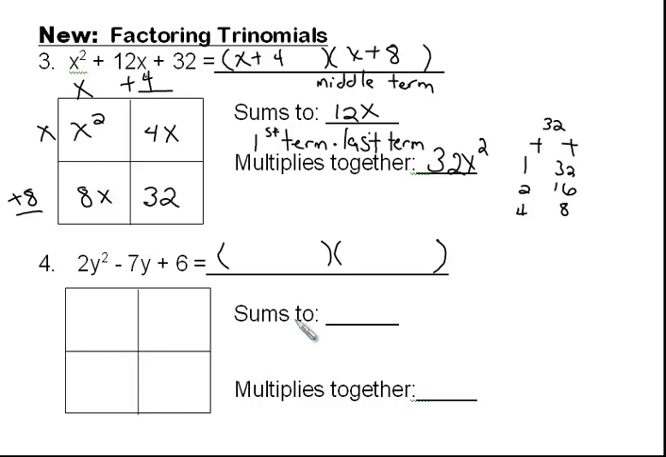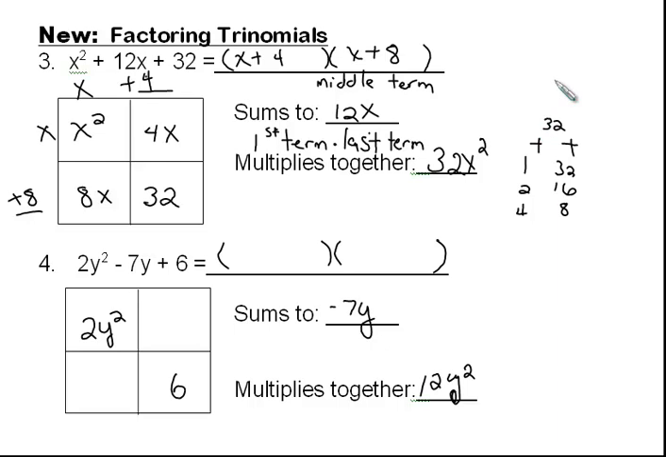Again, we look in the middle. It sums to negative 7y, and it multiplies together to be 2y squared times 6, or 12y squared. And remember, we put the first term in this box and the last term in this box, and we have to decide what goes in these other two boxes.